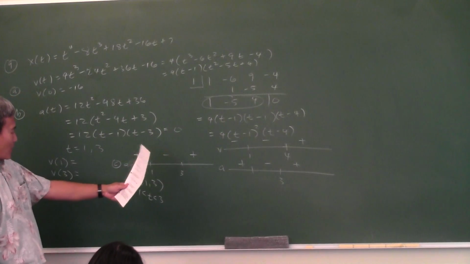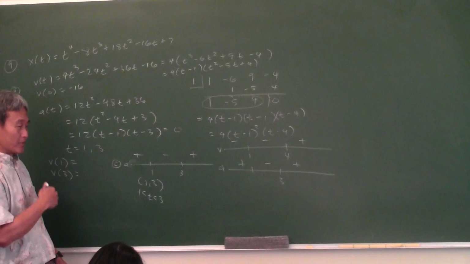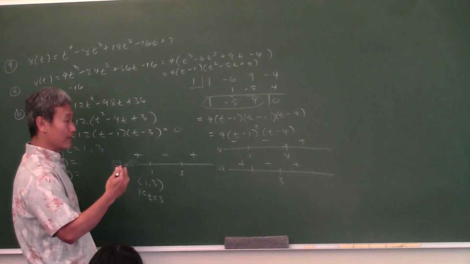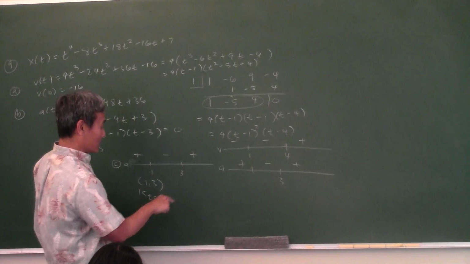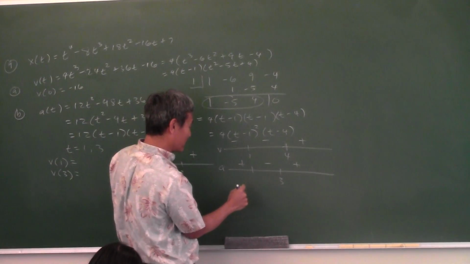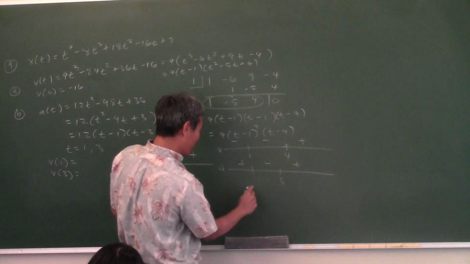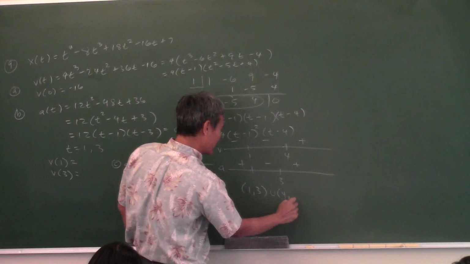So, the question again: when is the speed increasing, which means when is the particle speeding up? That means the velocity and acceleration have to have the same sign. So look at this number line. Where do the velocity and acceleration have the same sign? Between 1 and 3, and from 4 to infinity.